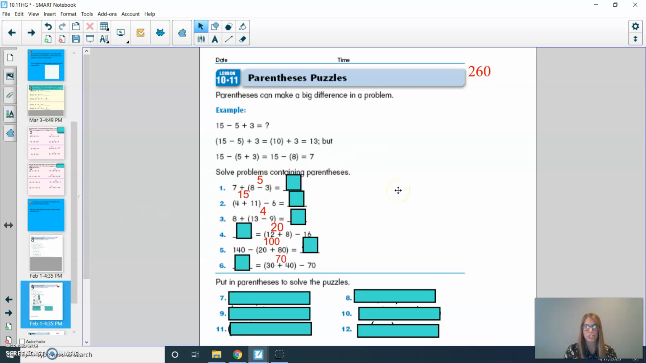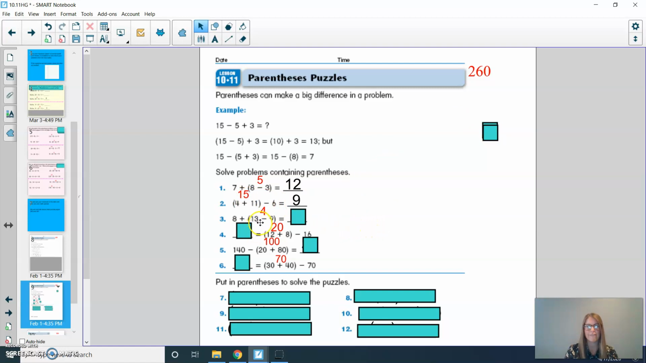Second graders, I'm going to talk about just the problems 1 through 6 now, so hopefully you were able to solve those. If not, or if I get to some and you didn't solve them all yet, then you can pause to go back. So if I have 8 minus 3, I know that's 5. Well, 7 plus 5, then I should have 12. For question 2, I start with 4 plus 11, which is 15. 15 minus 6 is 9.